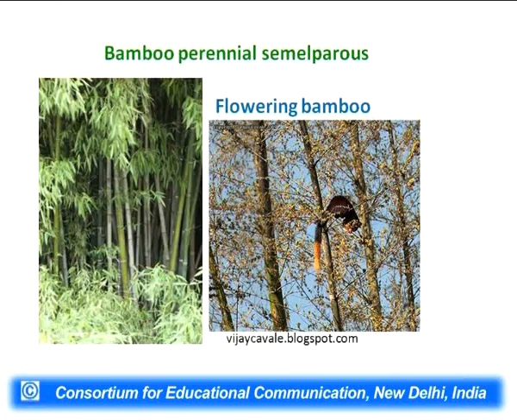However, if in a plantation one of them flowers, eventually all of them will flower and all of them will die, which is shown on the right side. So, the biologists say that there is a biological clock in the bamboo, and the clock keeps ticking, and once it is set for flowering, each and every one will flower and each and every one will die. So, it is a perennial semelparous.